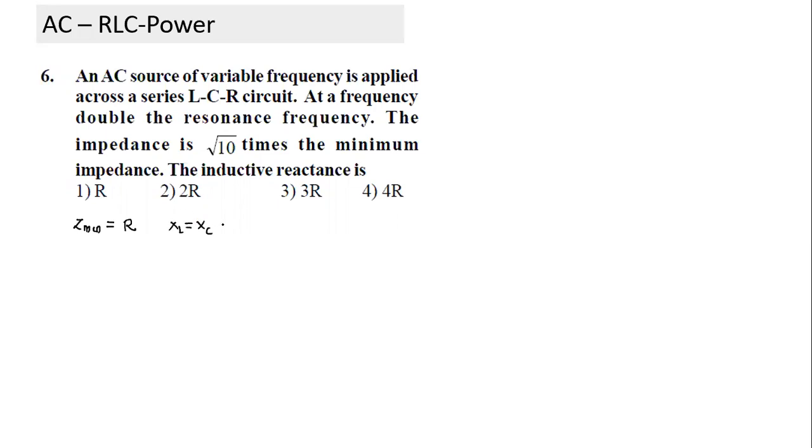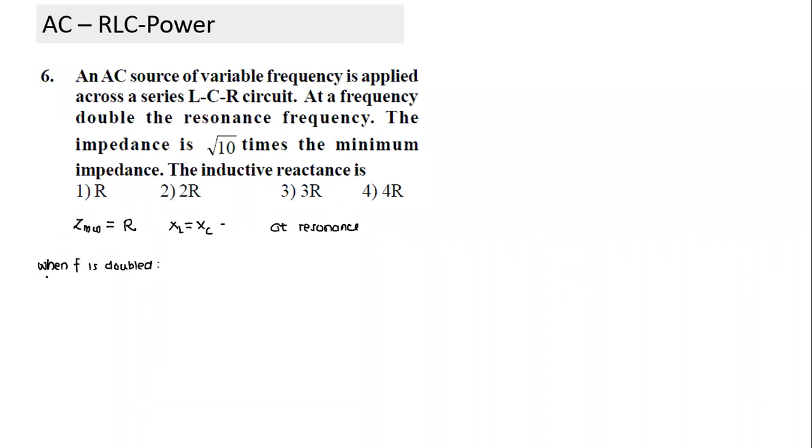Let's see, this is what happens at resonance. The question is saying that at resonance, the Z value will be equal to R, and that is given as the minimum impedance. So what happens at double the frequency? When the frequency becomes double, f is doubled or omega is doubled.